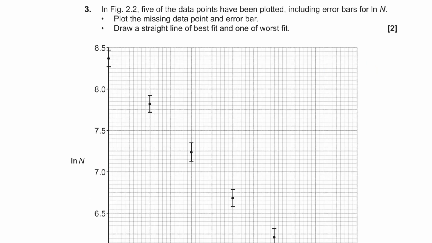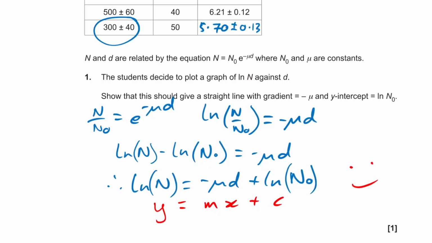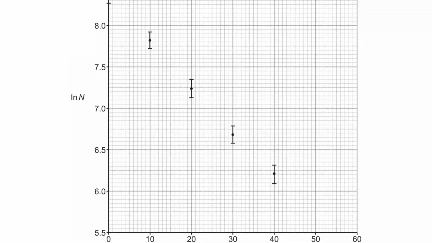We have a graph. Plot the missing data point and error bar. So what do we say? 5.7. Okay, so I can see that every two little squares is 0.1, so 0.56, 0.57. Then we need to go up 0.13 either side. Of course, you're going to be more accurate than I.